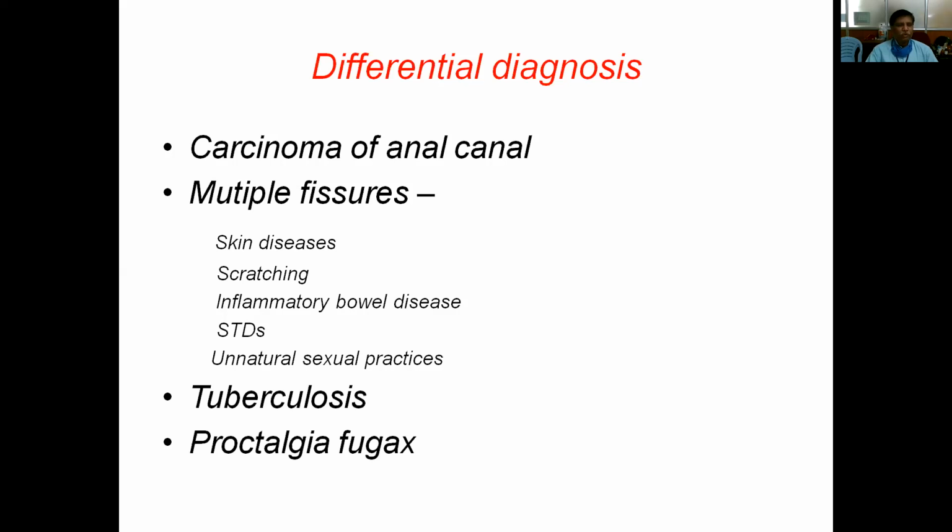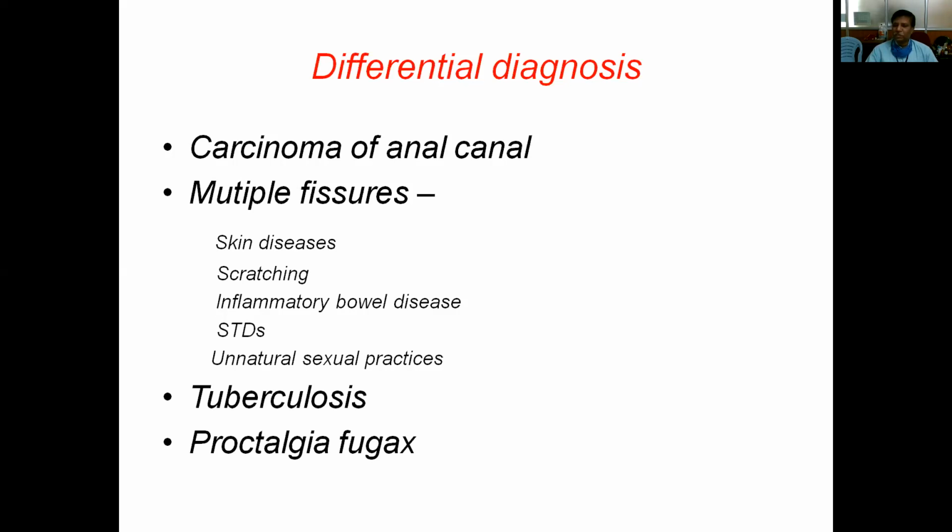And when you see multiple fissures all around the circumference of the anal canal, you must suspect general skin diseases like psoriasis, lichen planus, candidiasis. Or it can be due to scratching. A person suffering with perianal itching, because of so many reasons, especially in diabetics. Scratching may result in multiple fissures.